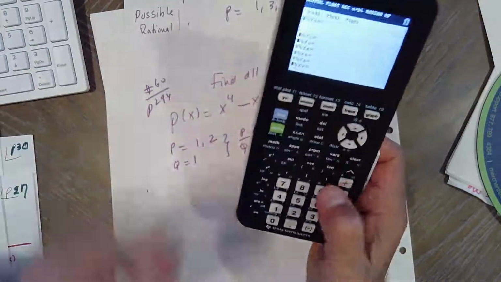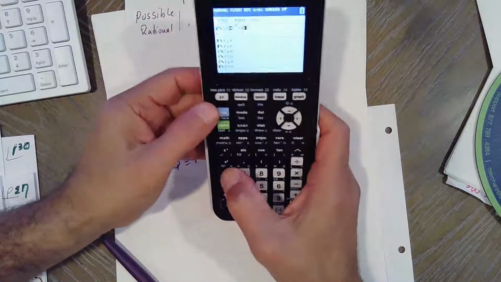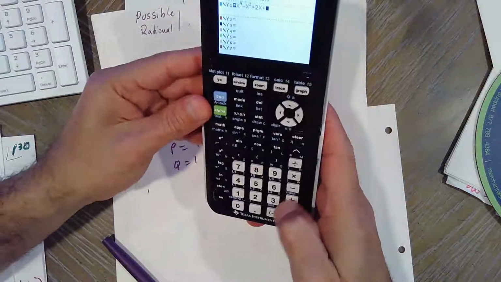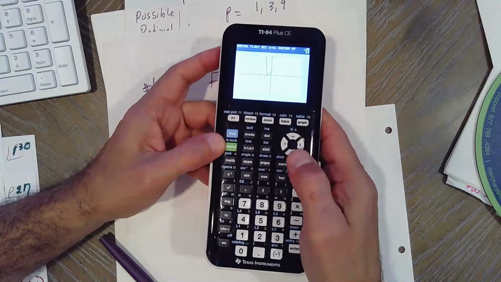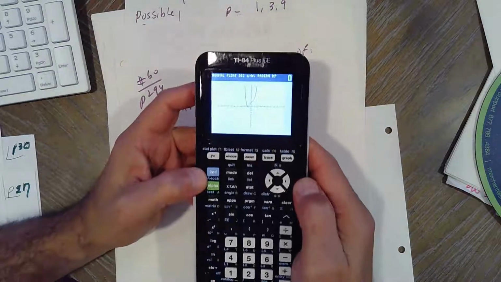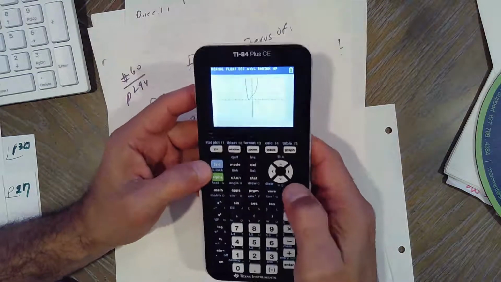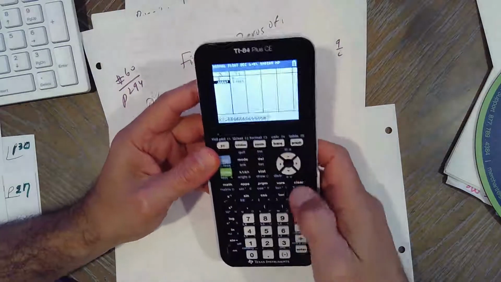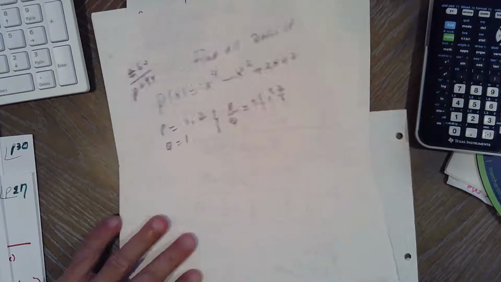y equals x to the 4 minus x squared plus 2x plus 2. Well, it looks like negative 1 is a 0, and it has an even multiplicity because the graph bounces off at negative 1. Is negative 1 actually a 0? Yes, it is. So it bounces off there, so it looks like an even multiplicity.